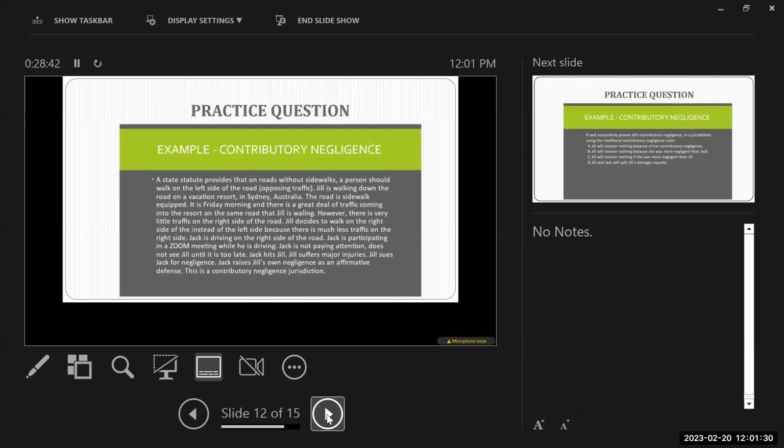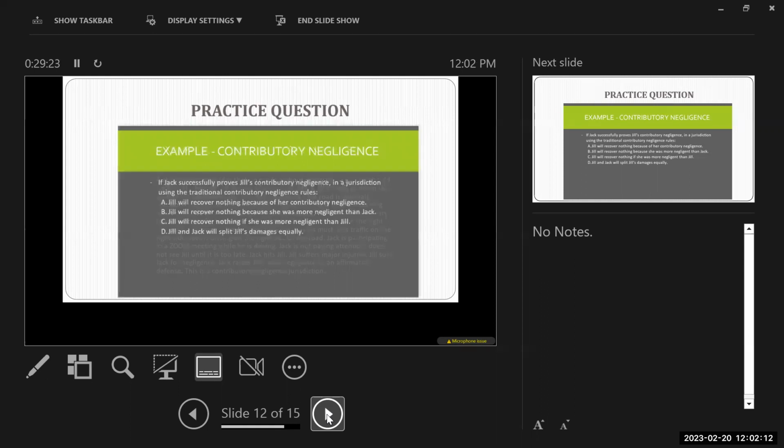There is very little traffic on the right side of the road. And Jill decides to walk on the right side of the road instead of the left side of the road, okay? Jack is driving on the right side of the road. Jack is participating in a Zoom meeting while he's driving. Jack is not paying attention to the road. He does not see Jill until it's too late. Jack hits Jill. Jill suffers major injuries. Jill sues Jack for negligence. Jack raises Jill's own negligence as an affirmative defense, and we are in a contributory negligence jurisdiction.